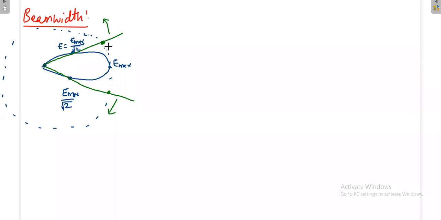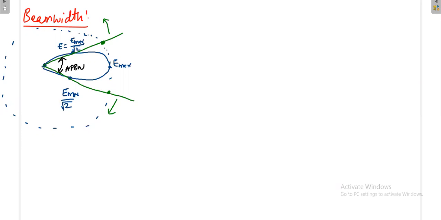Then you have two lines meeting at some point, and you can easily find the angle between these lines. This angle is called the beam width. That angle is named HPBW, half power beam width. This angle is called half power beam width.